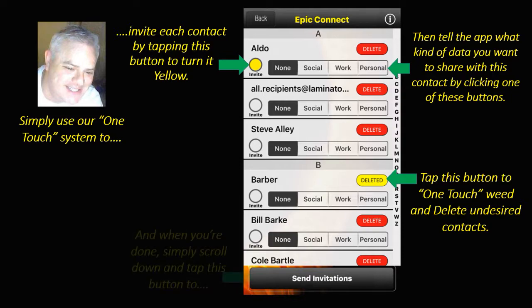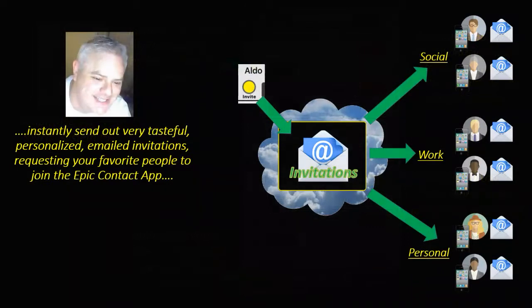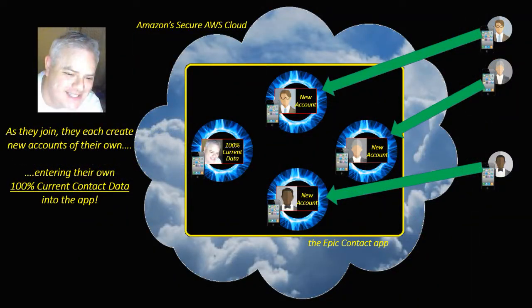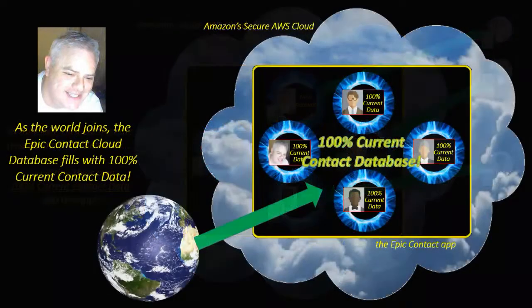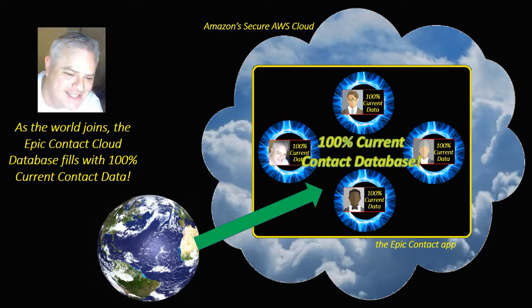And when you're done, simply scroll down and tap this button to instantly send out very tasteful, personalized email invitations requesting your favorite people to join the Epic Contact app. As they join, they can each create new accounts of their own, entering their own 100% current contact data into the app. And as the world joins, the Epic Contact Cloud database fills with 100% current contact data.